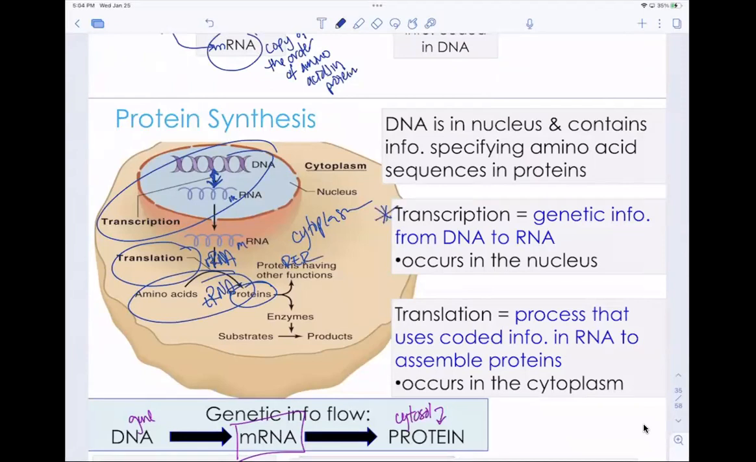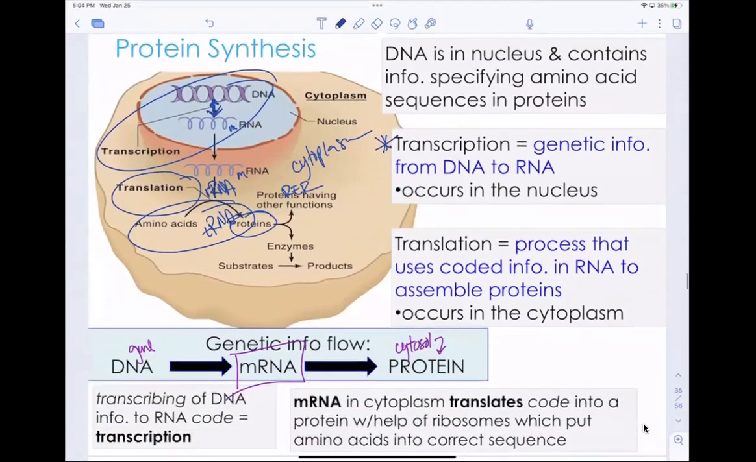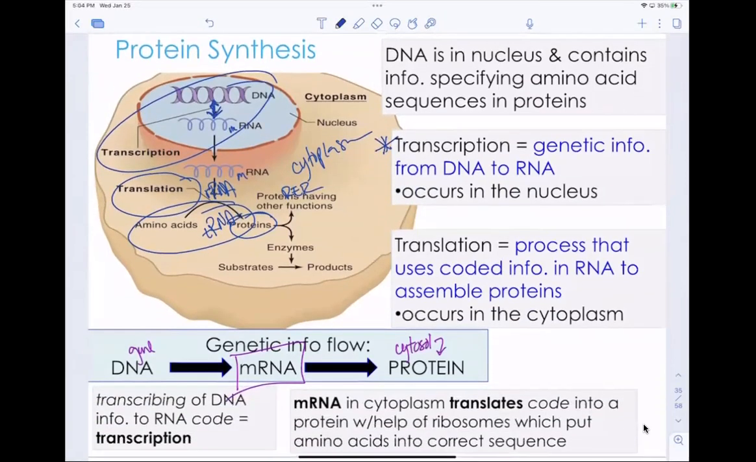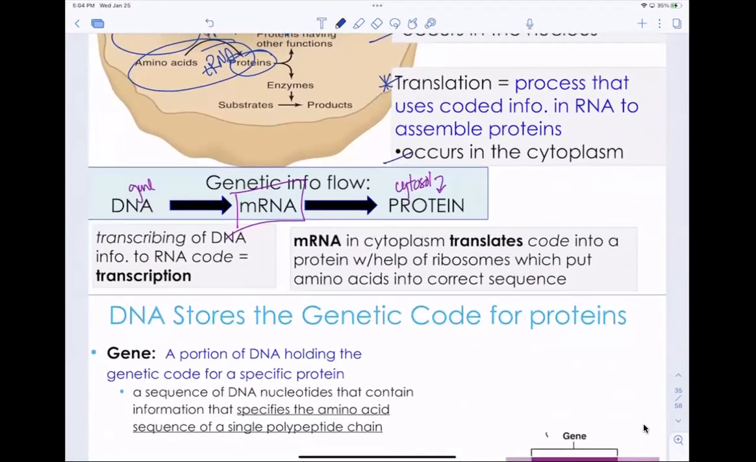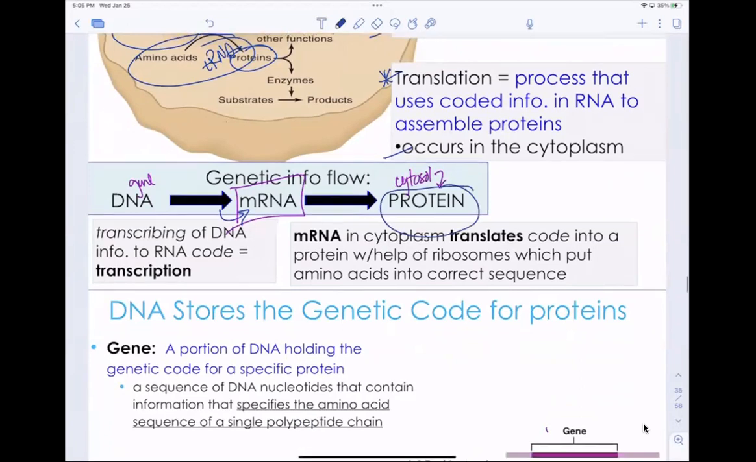So please know these definitions. What is transcription? What is translation? Where are they occurring? And the flow of genetic material. From a gene on the DNA strand, an mRNA or messenger RNA strand is produced in the nucleus. It then leaves the nucleus into the cytoplasm and is read by the ribosomes or the ribosomal RNAs, and with the help of the transfer RNAs, builds a primary protein structure.